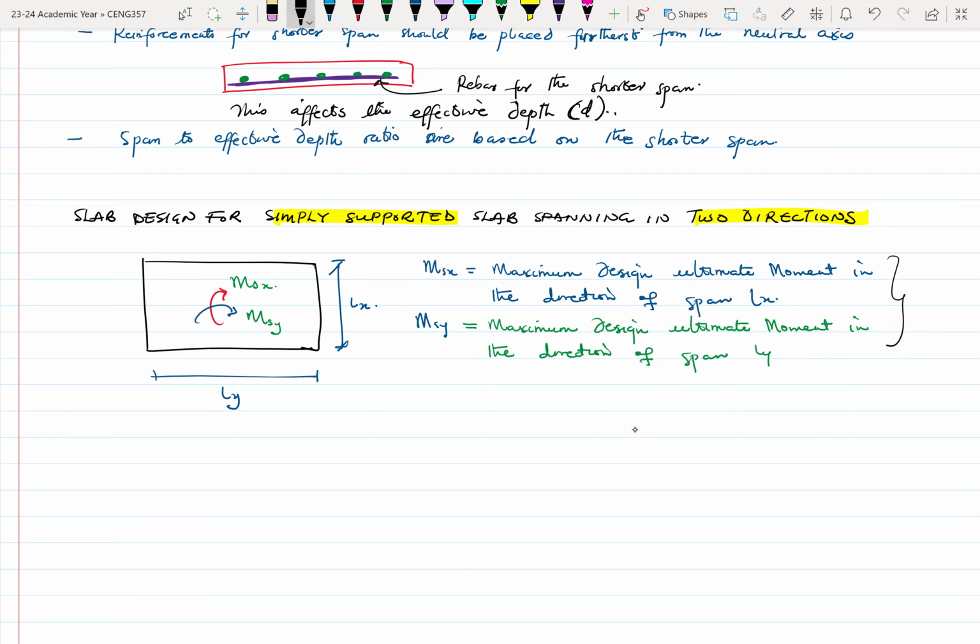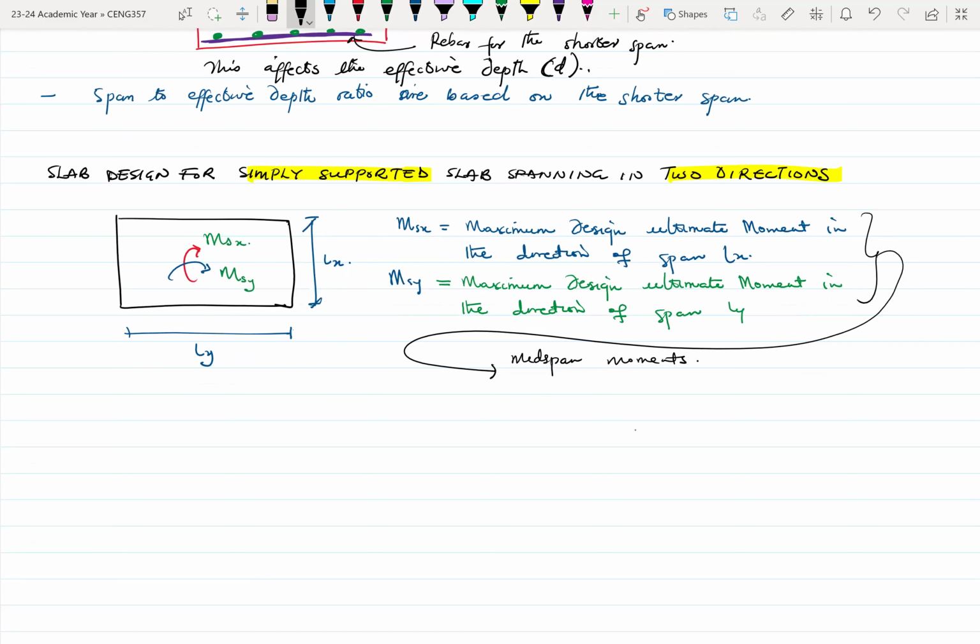So take note of these for now. Okay, so these are mid-span moments, because we are assuming that the supports are pinned, so no moment at the supports. Okay.